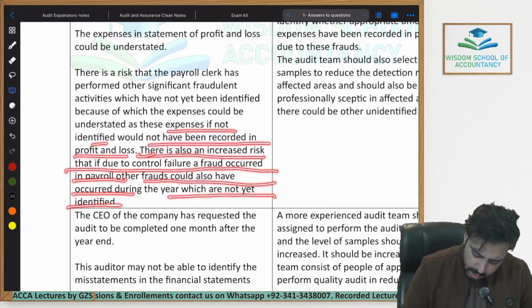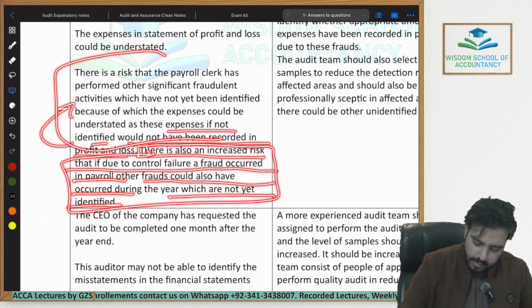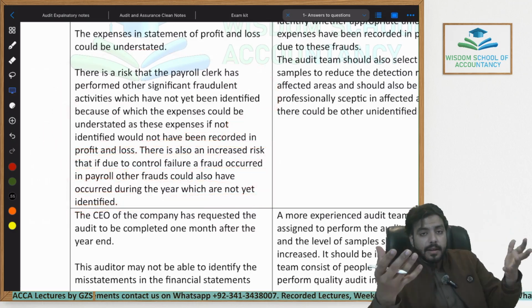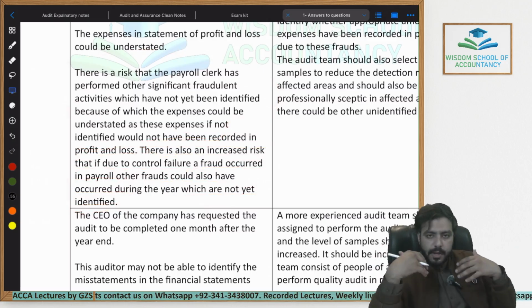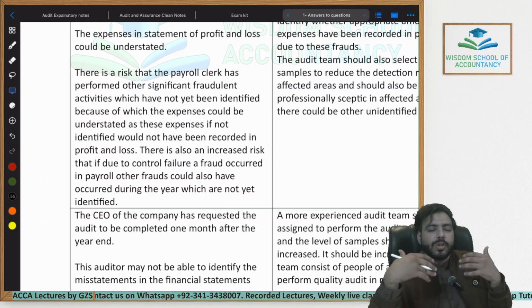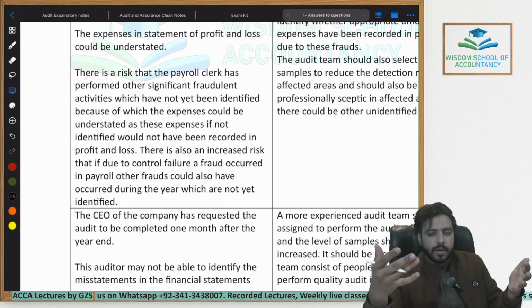The same explanation, you don't need to write this one down. This is basically the same explanation for this one, that other fraud may have been done by this payroll clerk which have not yet been identified, hence also not recorded within expenses in profit and loss, which is creating this risk.